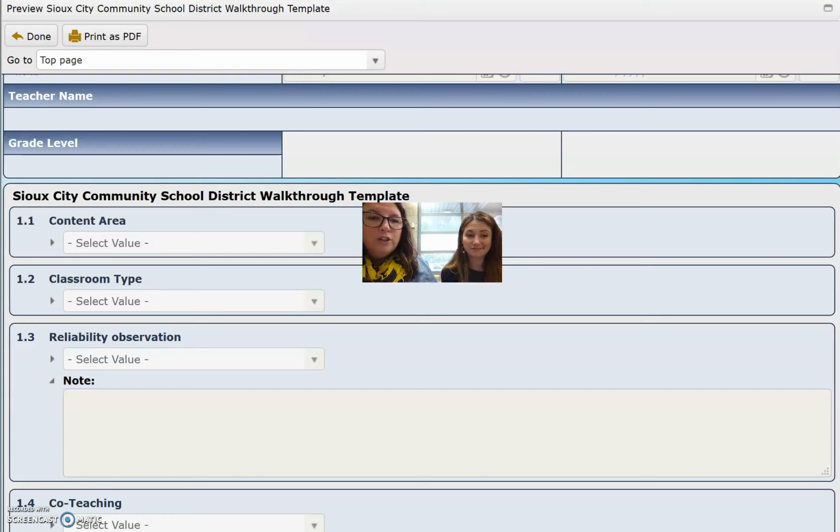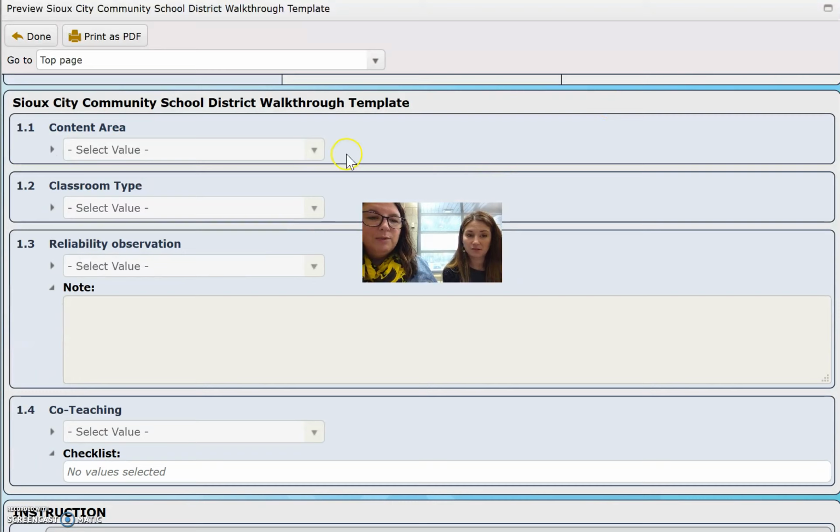So with regards to the tool, they will select the content area, the classroom type, this piece right here that says reliability observation, that is regarding whether or not we have a downtown administrator observing with one of us. And the only way that that will be marked yes is if there's a downtown administrator observing with us. And then co-teaching, right now we are not implementing any co-teaching of special education teachers or ESL teachers within our literacy block, so our co-teaching value would be 0.